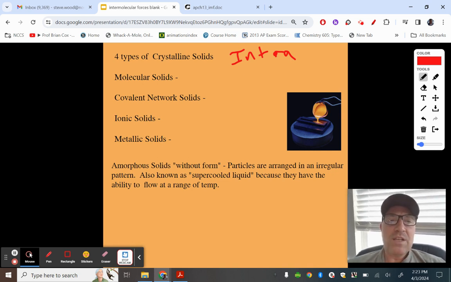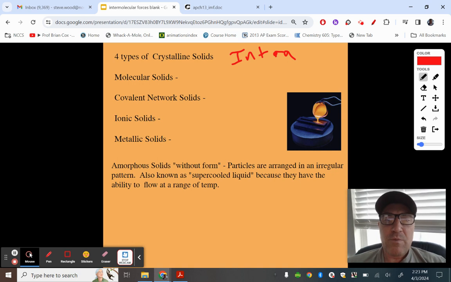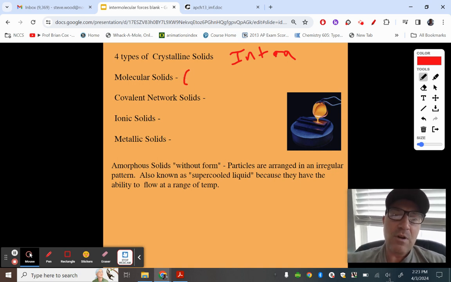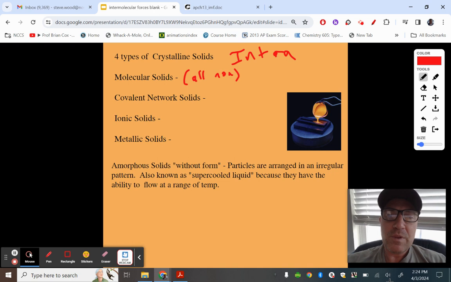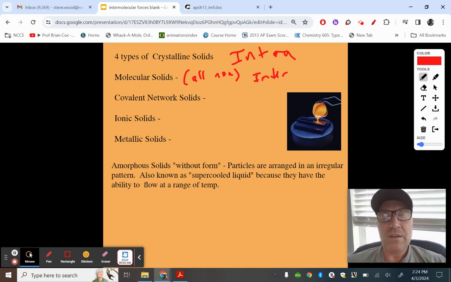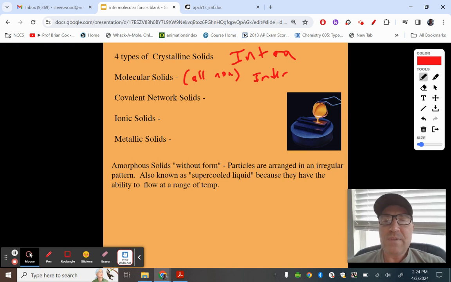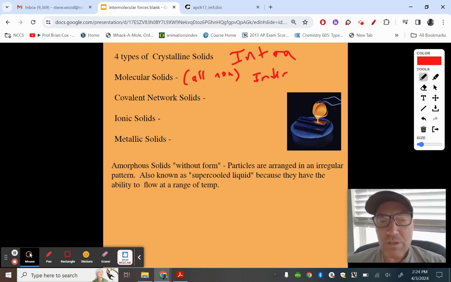Okay. I just want to mention that there are four types of things that hold solids together. Molecular solids are all nonmetals. What I mean by that is these are held together by what we call intermolecular forces. So these are held together by hydrogen bonding, by dipole-dipole forces, or by London dispersion or van der Waals forces.